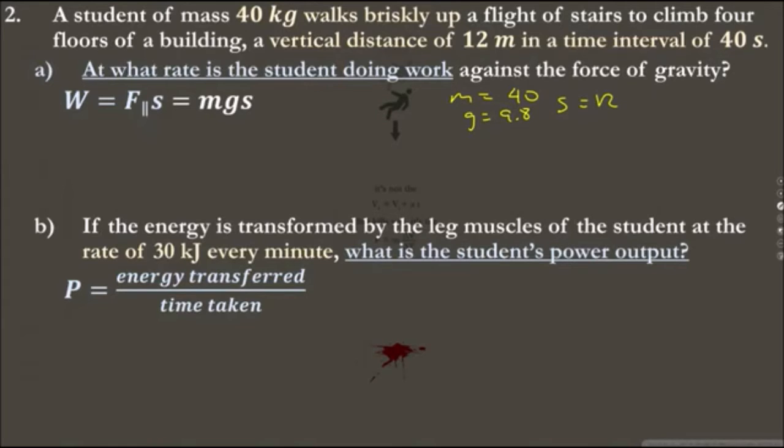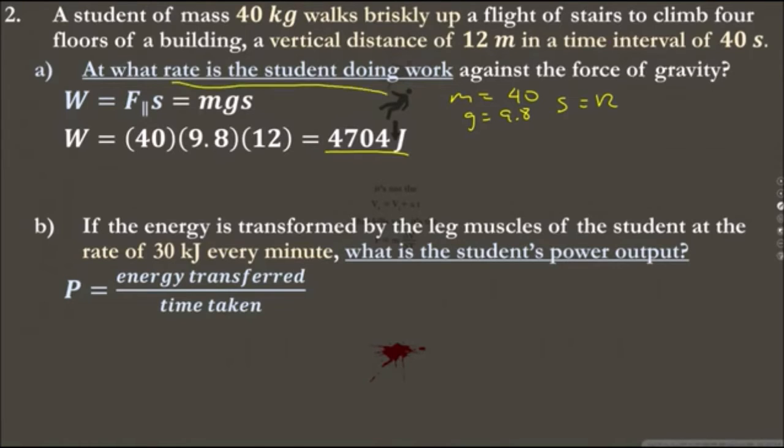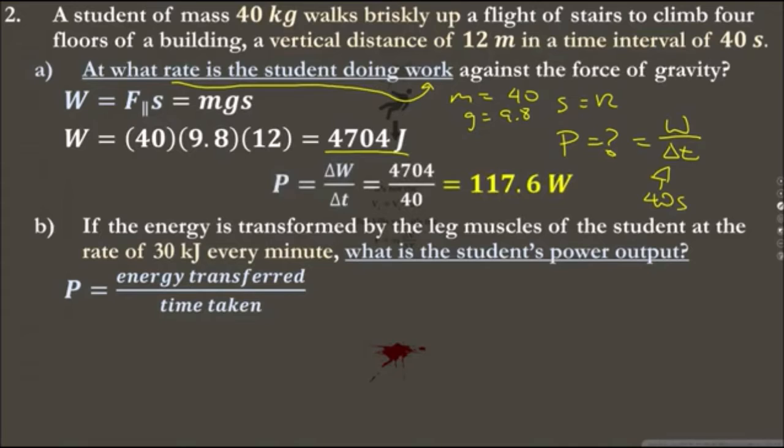Okay, substitute that into our formula. That's what we've done. It's asking you the rate at which work is being done, which means in this question we're trying to look for power. Power is work over the change in time. The work we've done is 4,704 joules. Okay, the time interval for us to do all that is 40 seconds. So substitute that in, and we get 117.6 watts.